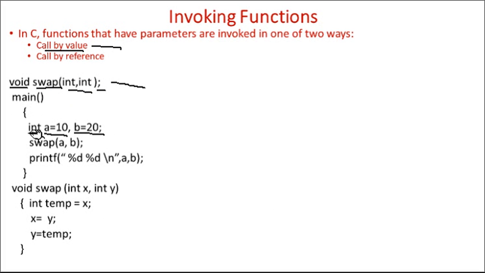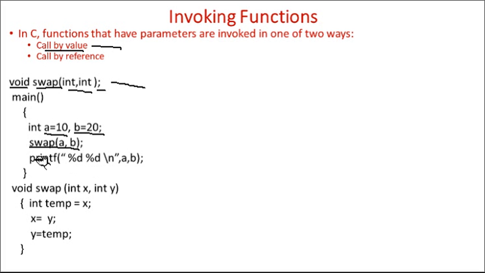Next we started the main function, and here the two variables are declared as well as initialized: a with the value 10, b with the value 20. After that we call a function, that is swap, means I want to swap the values of a and b. I called the function swap over here, passed a as well as b, so call by value. I just passed here the values of a as well as b.